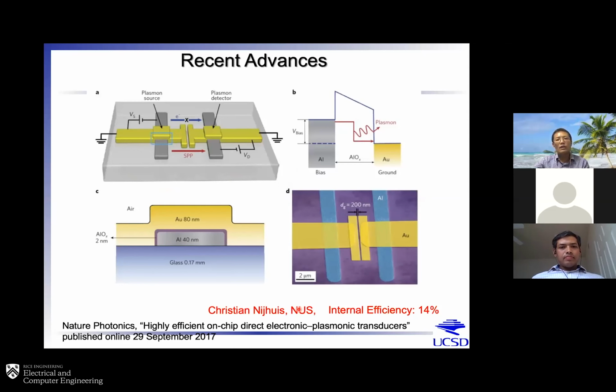So they retrieve the internal quantum efficiency of 10 to 14%, which is very high. But there's no light emission from this. This is the plasmon source, this is the plasmon detector, and the plasmon is coupled through this waveguide, and then they directly measure everything on the chip, right? But there's no light emission in the far field. Okay, but this at least proved that internal quantum efficiency is about 14% if you design everything very well. But this plasmonic mode, because it has a very, very high k-vector, is very hard to couple to the far field.